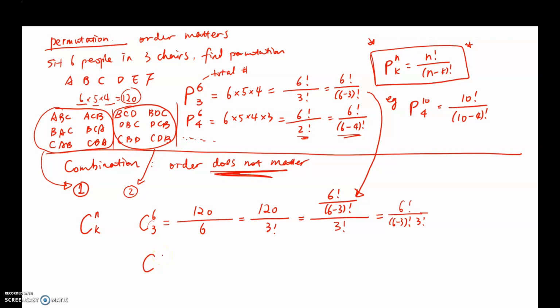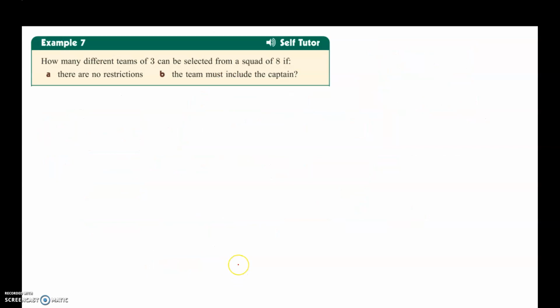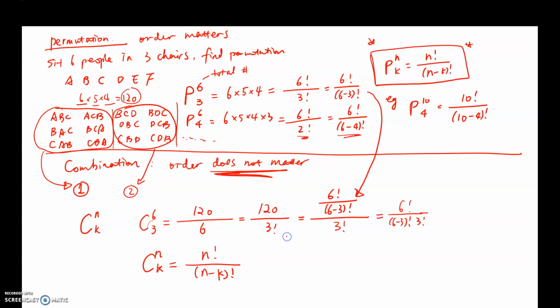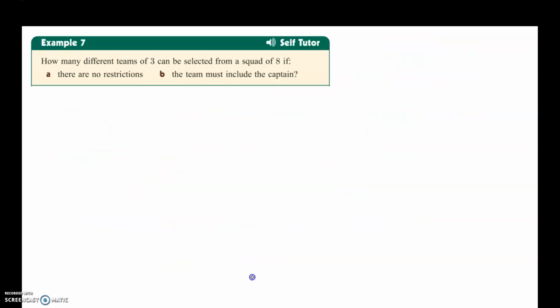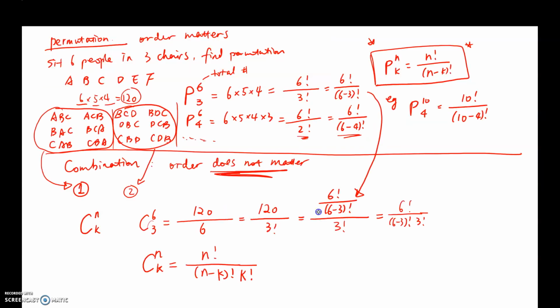So from this one, we could easily get the formula for combination: if I want to pick K people from N people, first I have my permutation formula, and then I have to divide by the permutation of those K people. Does that make sense? Okay, so that's the take-home message.